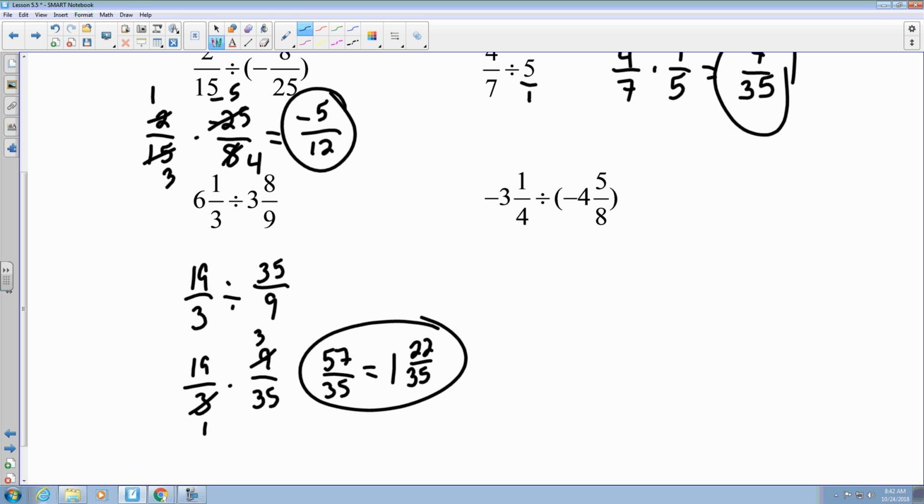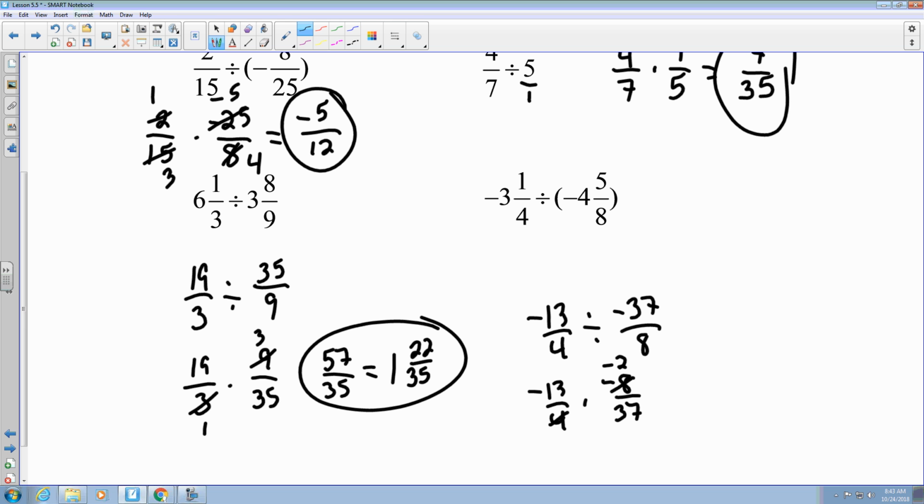Finally, looking at the last example, put it into an improper fraction. 3 times 4 is 12, plus 1 is 13, so it's negative 13 over 4, divided by, so that's 32. 32 plus 5 is negative 37. Remember, put back on the negative value. This is going to be negative 13 over 4, times negative 8 over 37. Remember, it doesn't matter where you put the negative in the numerator and denominator, but I just like to keep it in the numerator. This can turn into -2.